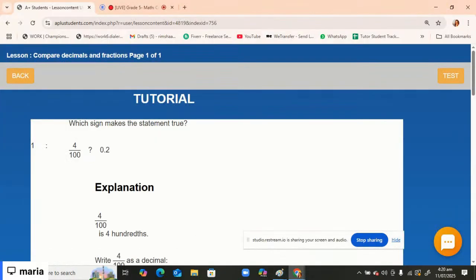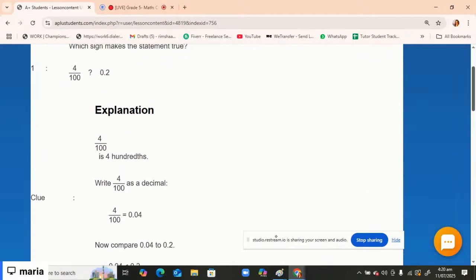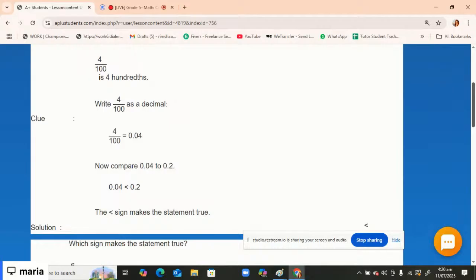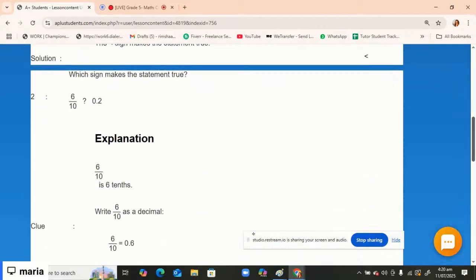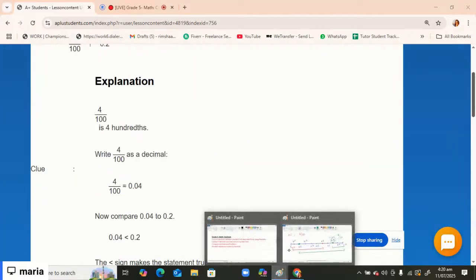Which number makes the statement true? So here we are basically putting the greater than sign, equal sign, and less than sign. Some kinds of fractions and some kinds of numbers we are going to write. Let's do it. First of all, I'm going to tell you this is your fraction and that is your decimal. Okay, this is the fraction.